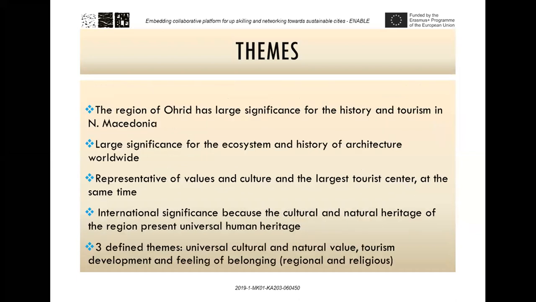The region of Ohrid has a large significance for the history, for the ecosystem, for the history of the architecture, not only the regional one, but also the worldwide. Then it is the representative of values and culture and the largest tourist center at the same time. So it has a universal human heritage. So it is not only the heritage of Macedonia, it belongs to the world actually, and that is why it is universal. And regarding this, we can choose three defined themes. The first one, universal cultural and natural value. The second one, tourism development. And the third one, very important, is the feeling of belonging, regional, but also the religious one.